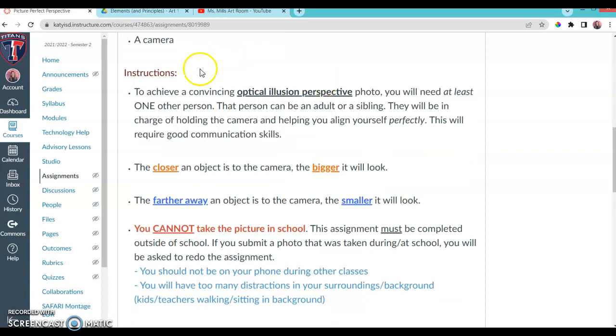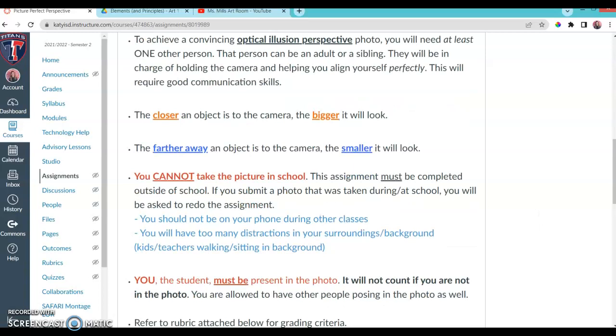So, the instructions. To achieve a convincing optical illusion perspective photo, you will need at least one other person, typically. That person can be an adult or a sibling or a friend. They will be in charge of holding the camera and helping you align yourself perfectly. This will require good communication skills. The closer an object is to the camera, the bigger it will look. The further away an object is to the camera, the smaller it will look. So depending on what type of perspective you are trying to go for, you need to make sure that you, the other person in your photo, and the object are where they need to be, and that's how you achieve it.